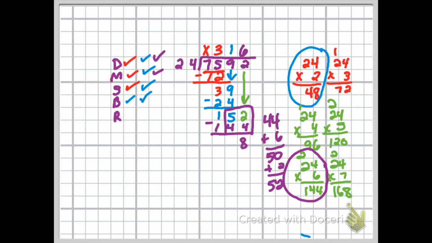So I have no more place values. There's no digits or no amount left to divide or bring down. So I have finished my answer, and again, I want to challenge you to write this as a fraction. So my complete answer will be 316 with a remainder of 8/24.